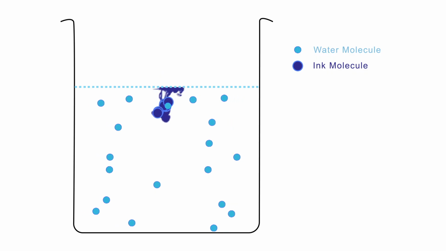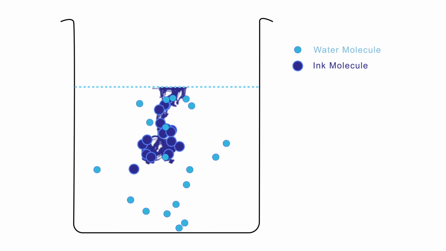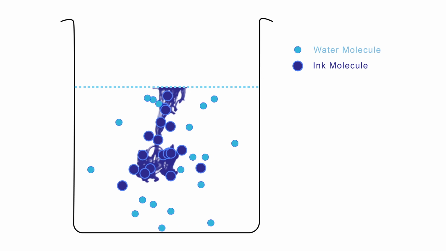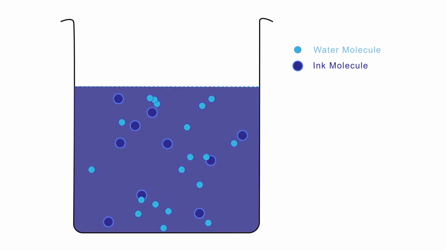The molecules of ink are knocked about in different directions by the randomly moving molecules of water, and they spread all over the body of water. This process is called diffusion.